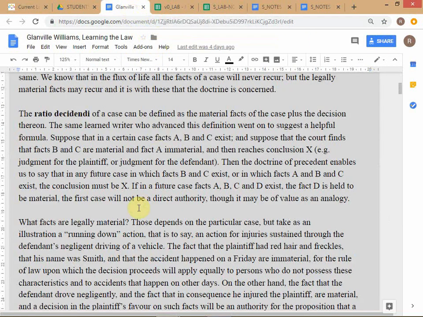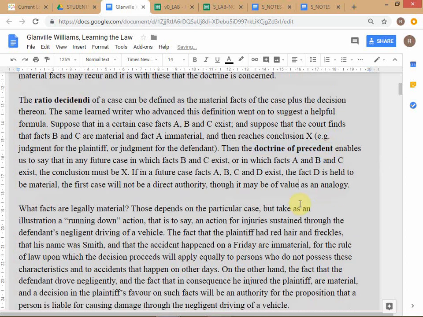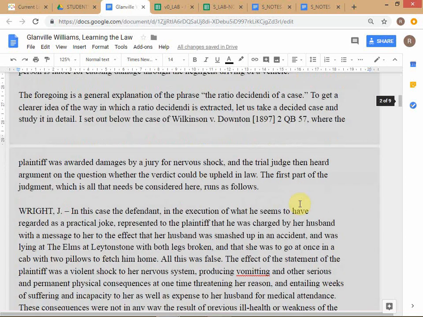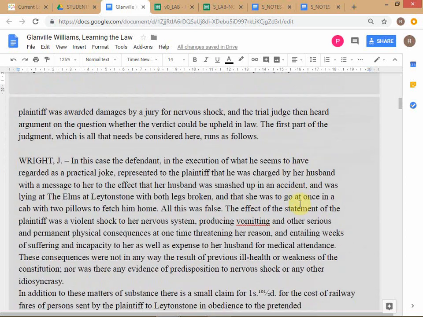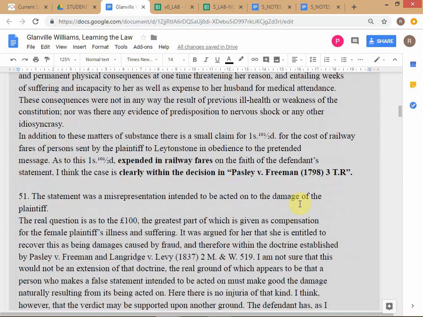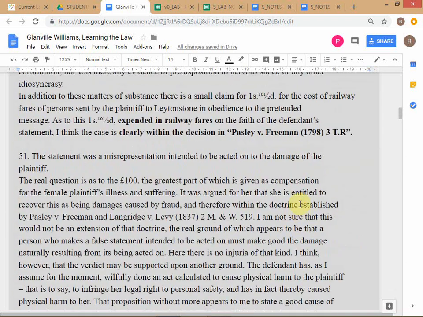Okay, here's our article. So you have some idea about the ratio. Now what he's saying is, this is the part about the doctrine of precedent. So it has a discussion about the case, and you guys are all familiar with this case now.